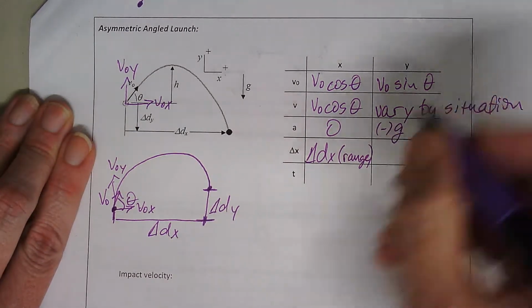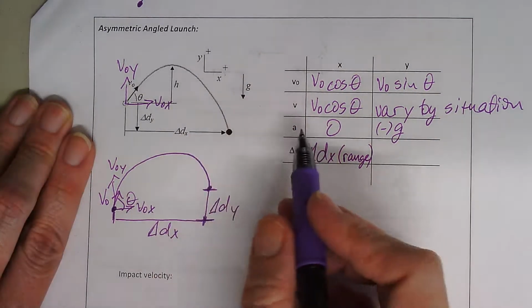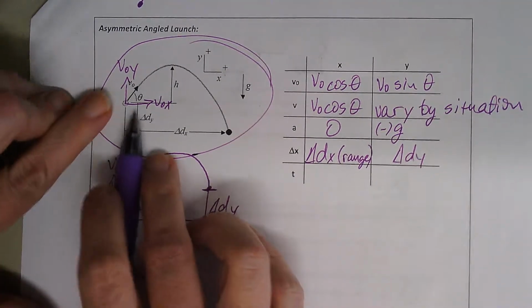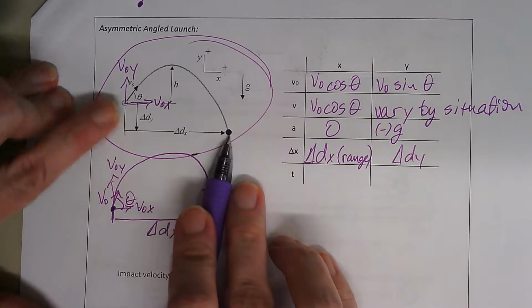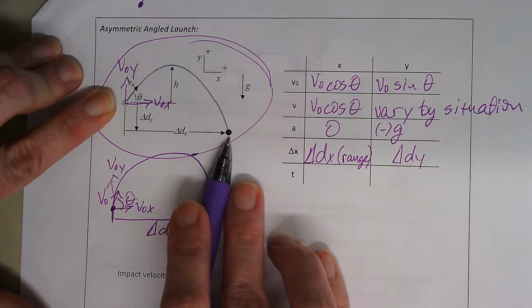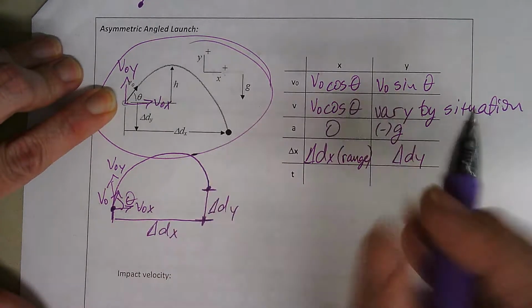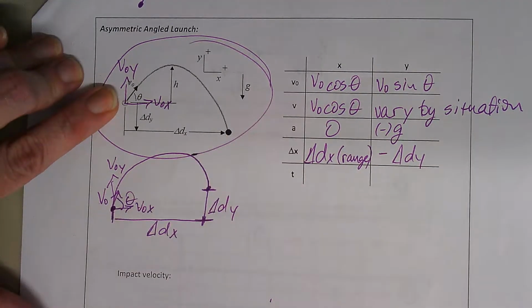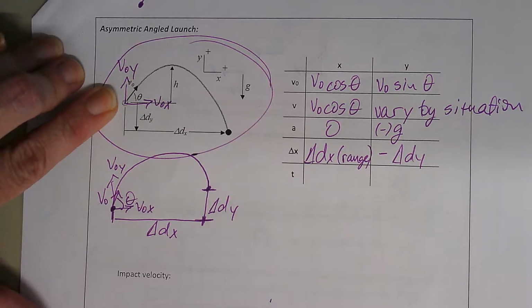Your delta y, depending on the situation. If I'm talking purely about this situation right here, it's delta y, but notice the landing spot is below the launch spot. So what sign would this particular delta y have? Negative. It'd be negative because it lands below where it started. Just like in horizontal launch, your displacement in the y component is always negative because it's landing below where it started. Does that make sense? Okay, cool.